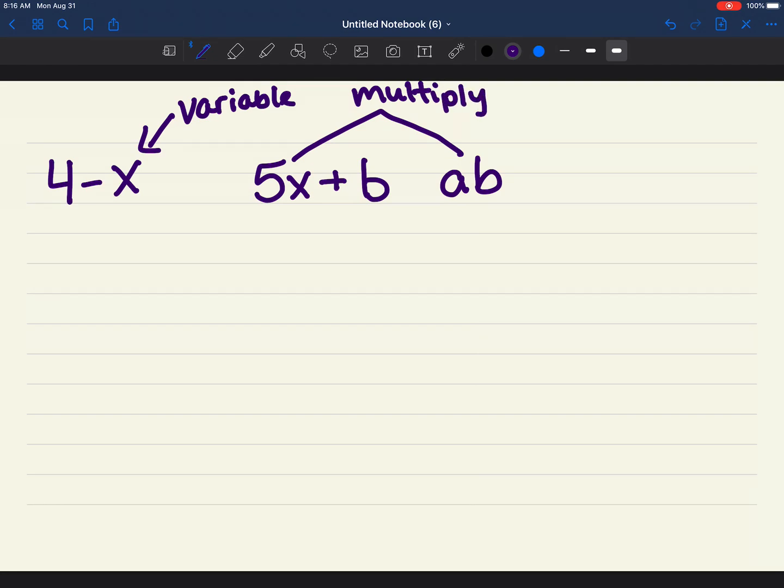Now, it doesn't mean you're multiplying 5x times ab. These are two separate expressions, but it means in this first expression, whatever value you have for x, you're going to multiply, right? Whatever values you plug in for a and b, you're going to multiply those together, all right? Now, what if you see this, x over 5? Divide. Good, it means we're going to divide.